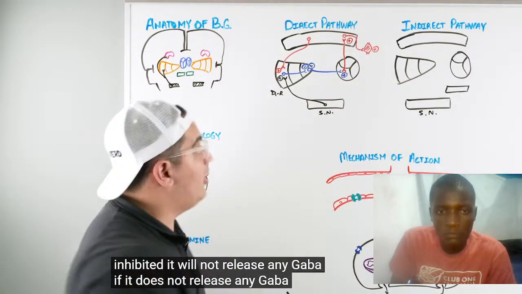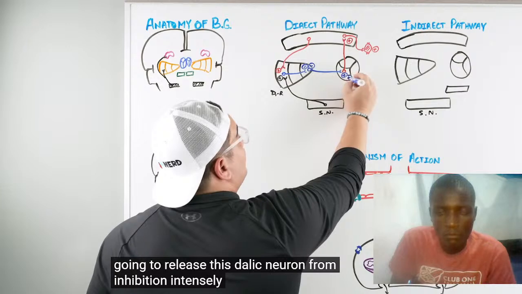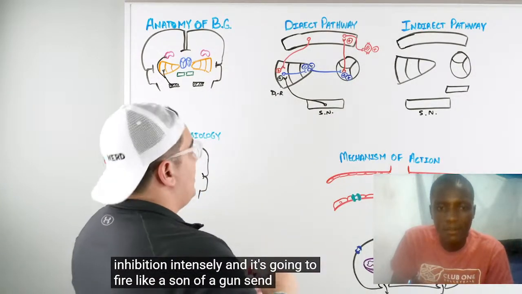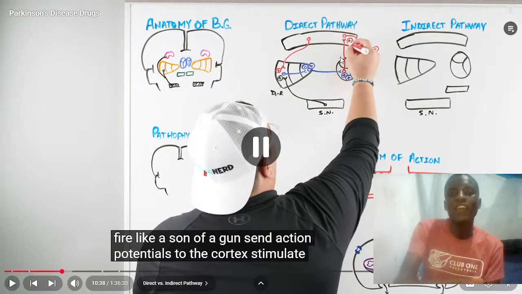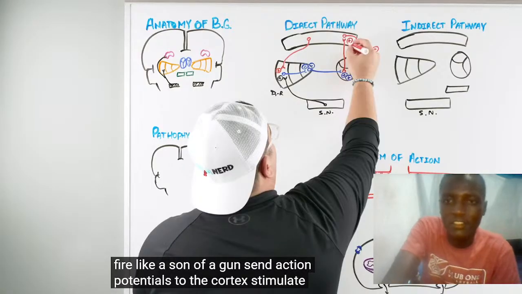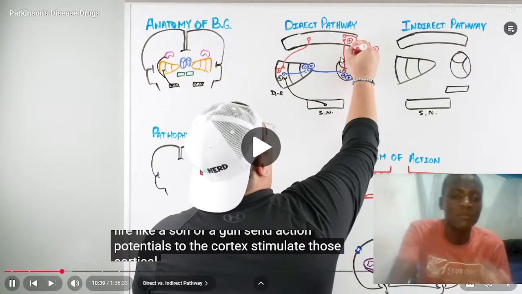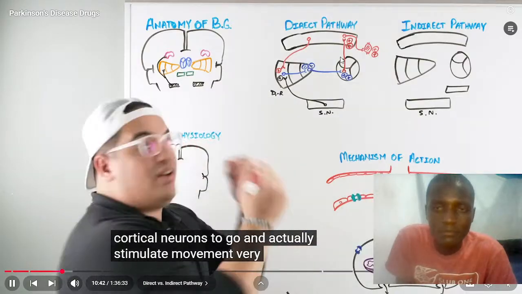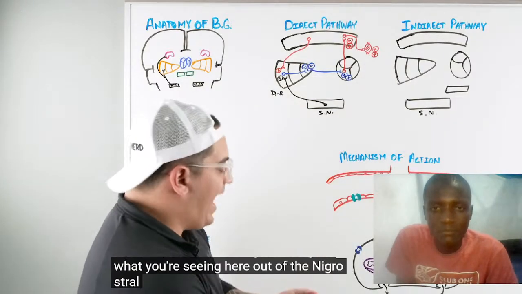If it does not release any GABA, you're going to release this thalamic neuron from inhibition intensely, and it's going to fire like a son of a gun, send action potentials to the cortex. You see that firing stimulates those cortical neurons to go and actually stimulate movement very intensely. So what you're seeing here out of the nigrostriatal pathway is what?